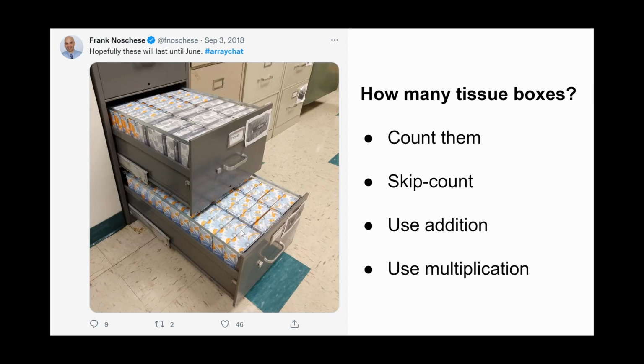Similarly here, now we have 2 file drawers of tissue boxes. There's a teacher who has stocked 2 file drawers full of tissue boxes, hoping this will last the year. We can't see a good chunk of them because the drawers are covering them. So counting them is going to be a little tricky. But can you skip count, assuming that that bottom drawer is full? Can you use addition? Can you use multiplication to count these tissue boxes? Pause if you need a little more time.